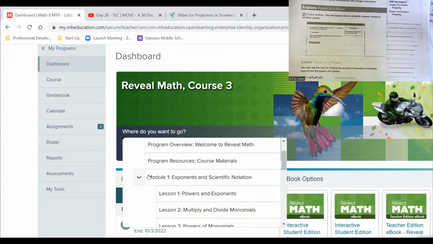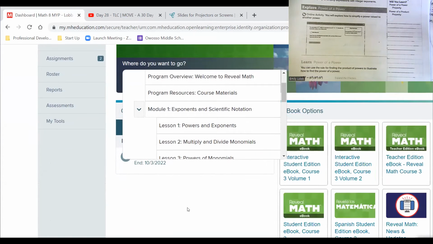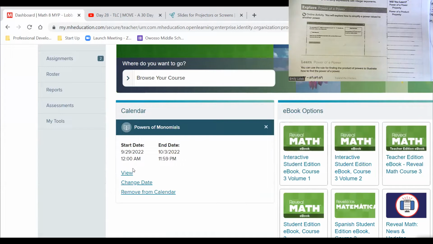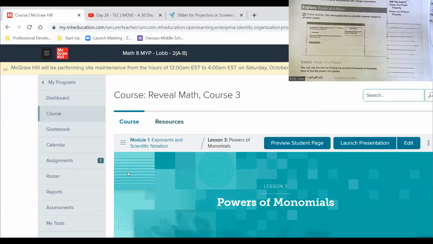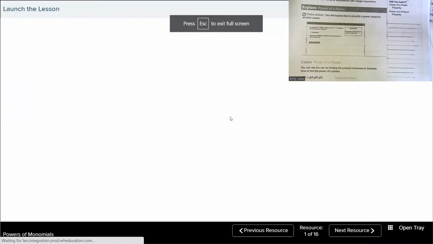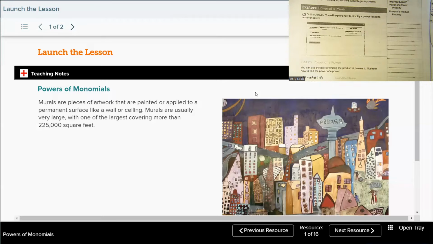All right, so we are looking at our calendar. We can click on powers of monomials and view that here. All right, so let's launch this presentation. We're on page 25 in your packet. This is telling you, gentlemen, that there's an explore thing on an online activity. You don't have to go there right now. I'm just showing it. We're doing it together.